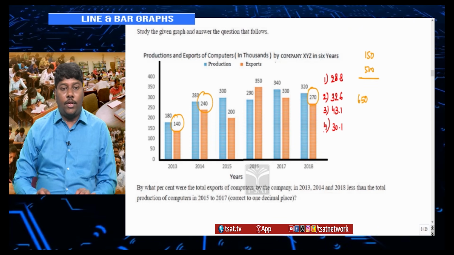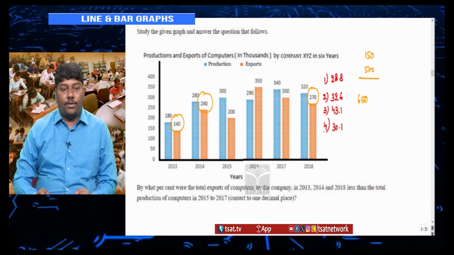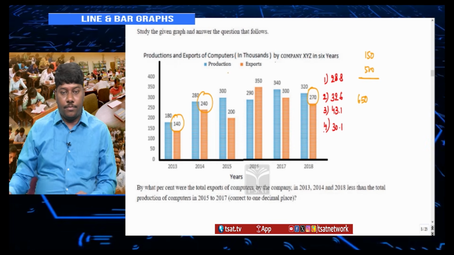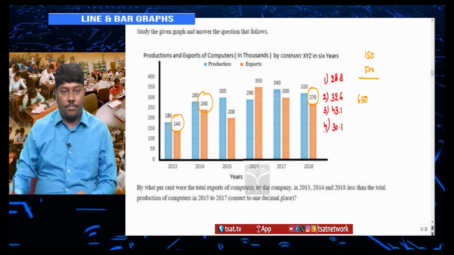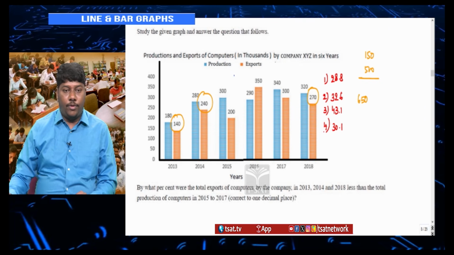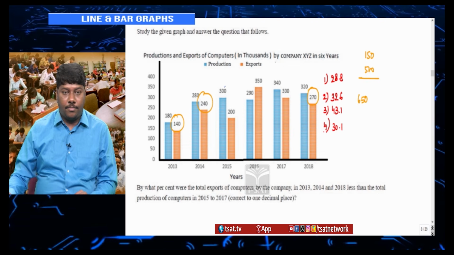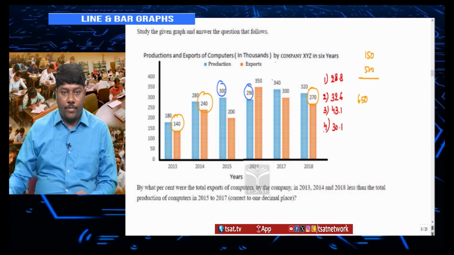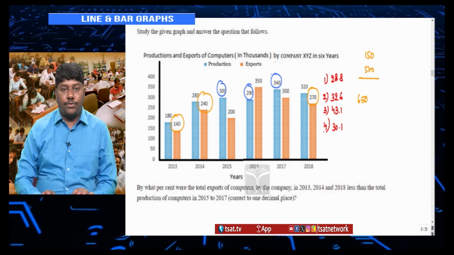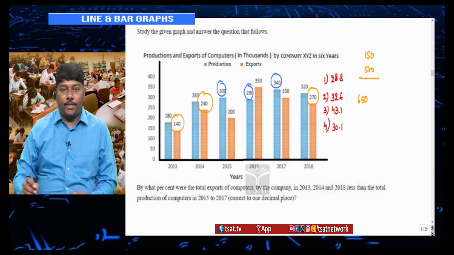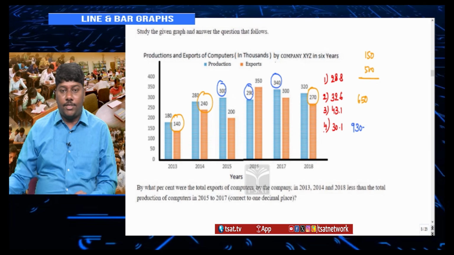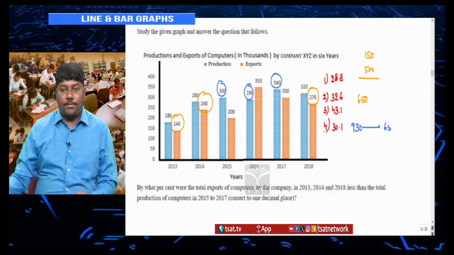Less than the total production of computers in 2015 to 2017. So, total production, production is a blue color, 15 to 17, 300, 290, 340. 340 plus 290 is 630 plus 300 is 930. So, when you compare to 930, this 650 is how much less or what percent decrease?